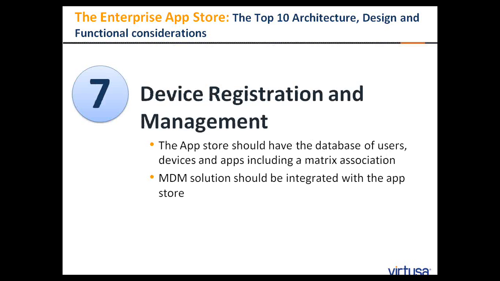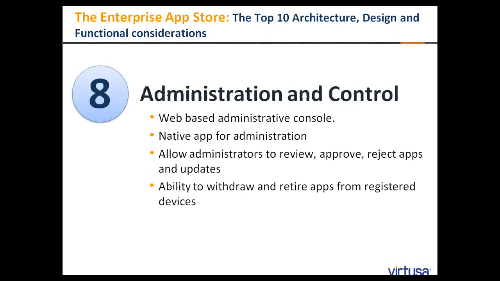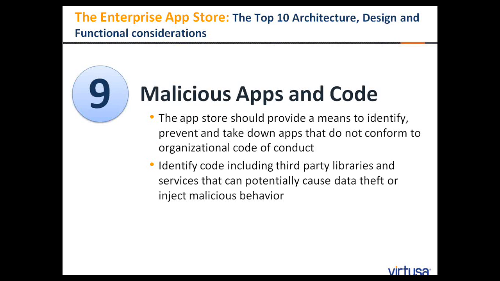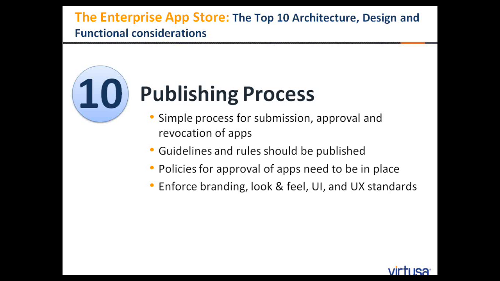Number 7 is your device registration and management. So you should have a database and a repository of devices mapped to users. 8th one is the administration and control of the Enterprise Appstore. 9th one is obviously malicious apps and codes being identified and action being taken on them, and how you can achieve that using the App Store and how you build this feature into the App Store.